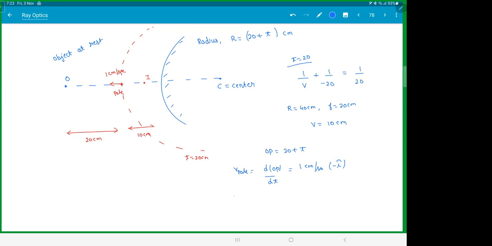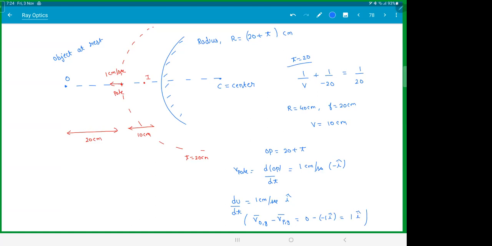Okay. So when you write du by dt, this is actually velocity of the object minus velocity of the pole. So this is 1 centimeter per second i cap, because this is velocity of the object with respect to ground minus velocity of pole with respect to ground. This will be 0 minus of minus 1 i. Got it? So that is the value of du by dt.